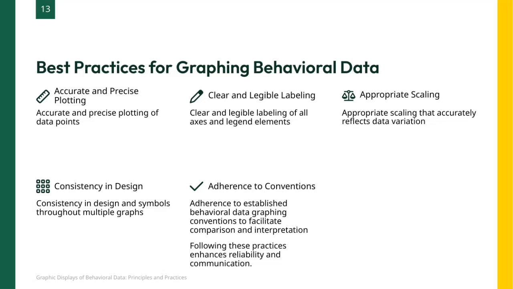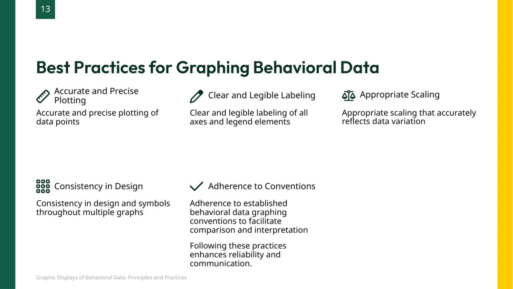When graphing behavioral data, it's crucial to start with accurate and precise plotting of each data point. This ensures that the data truly represents what was observed without distortion. Next, all axes and legends need to be clearly and legibly labeled. This helps anyone viewing the graph understand exactly what the data shows without confusion. Appropriate scaling is also essential. The scale should reflect the true variation in the data, neither exaggerating nor minimizing changes.